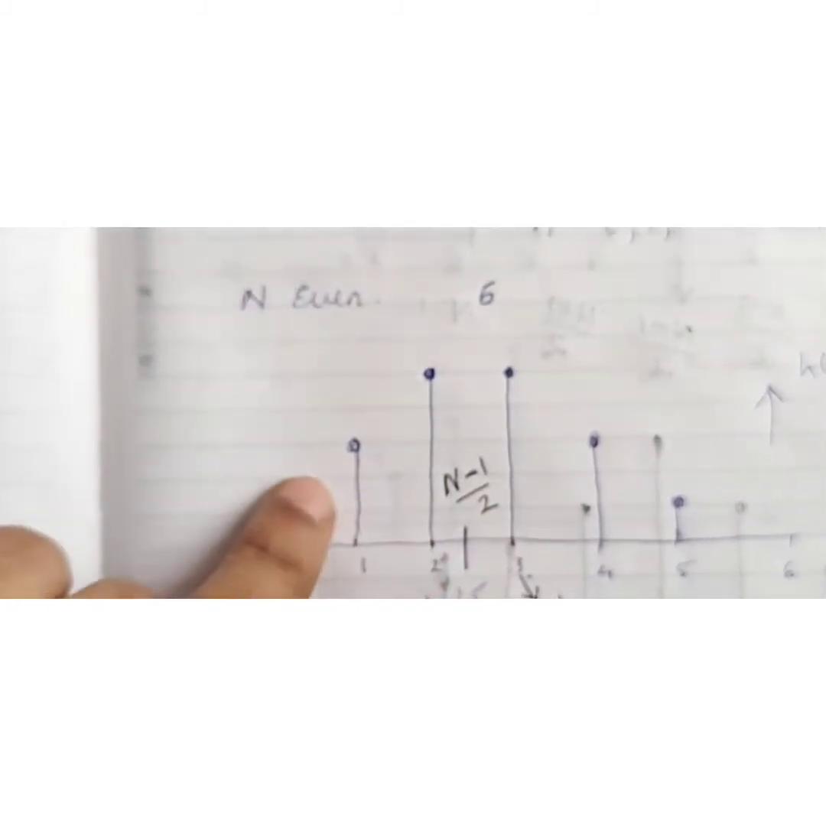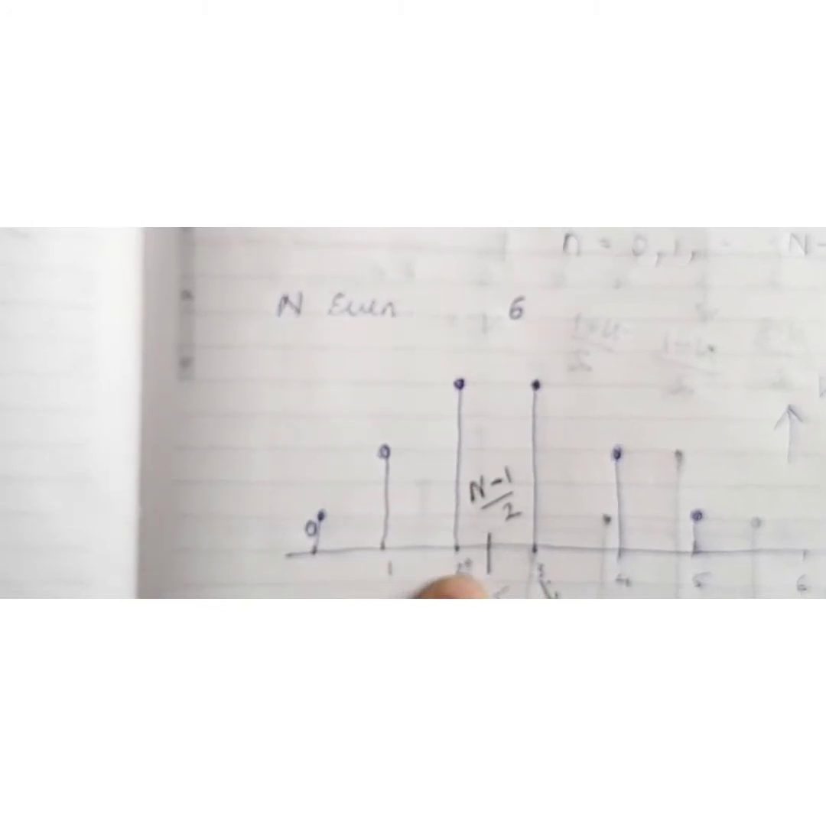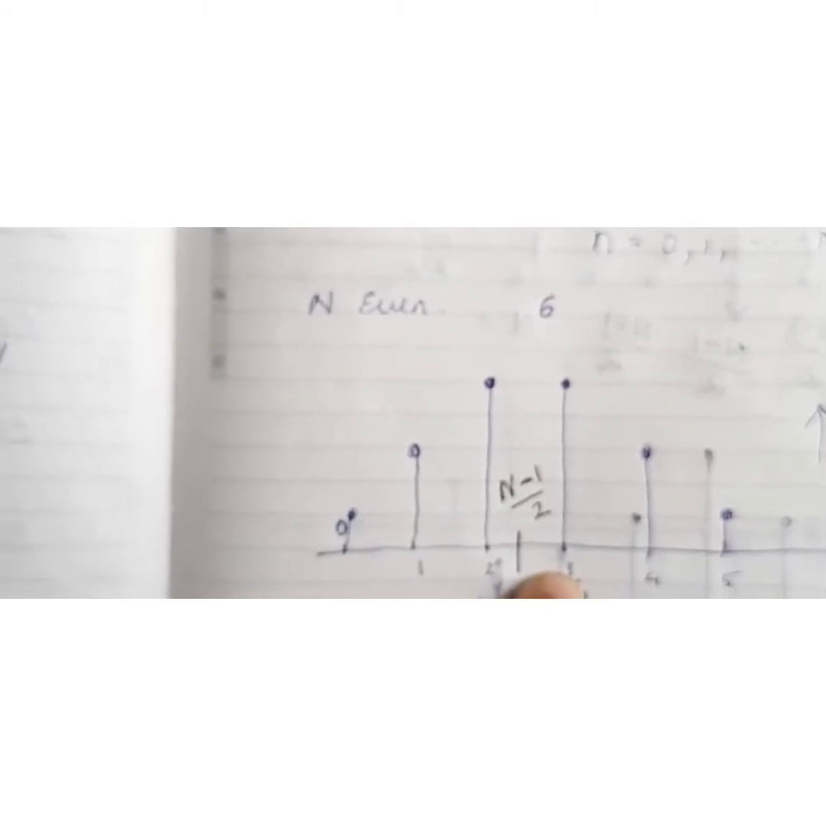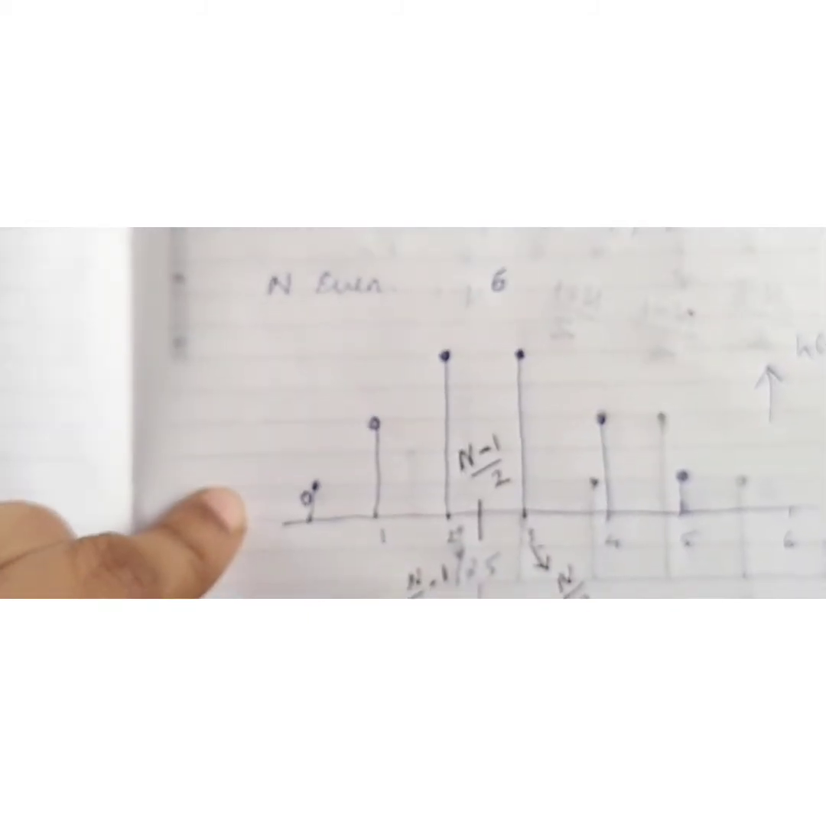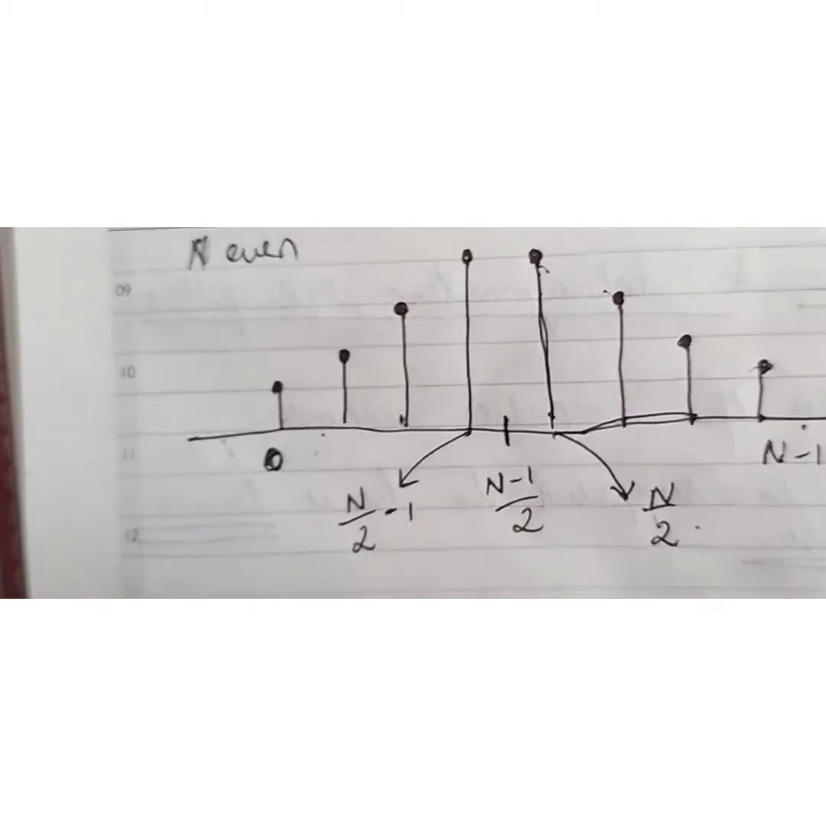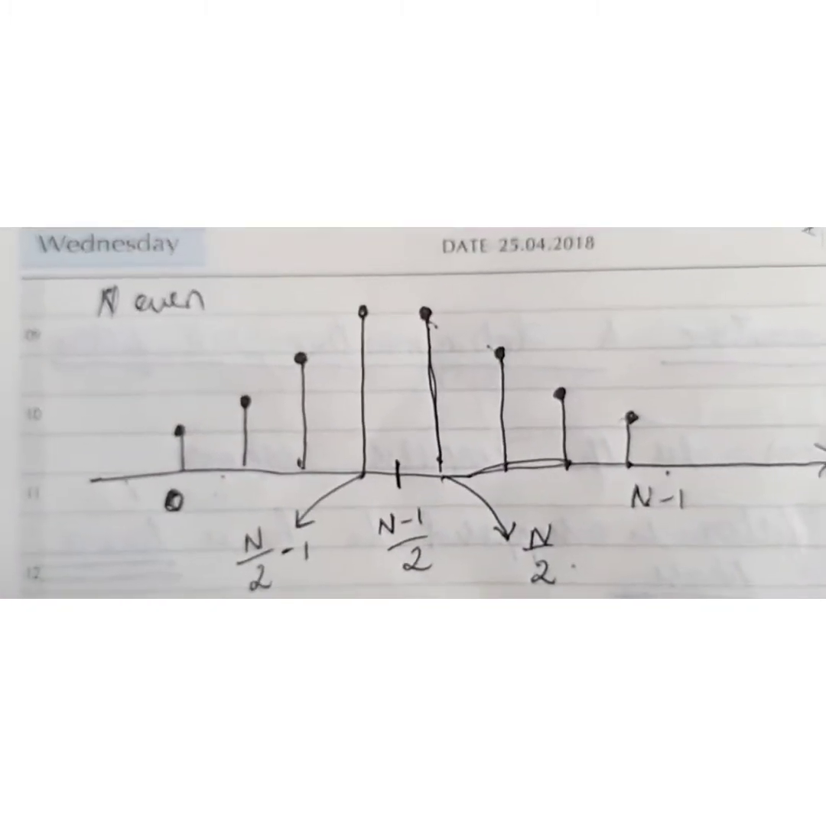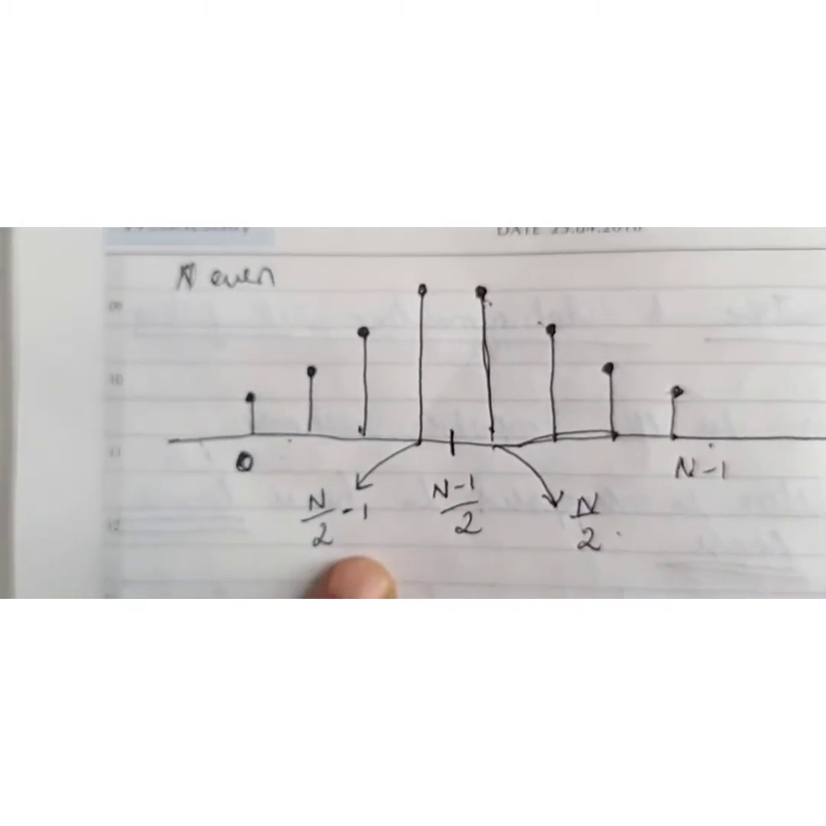So about the midpoint, you can see the samples at index 2 and index 3 are symmetric, the same. Sample at 1 and sample at 4 are symmetric. So this is how a symmetric filter with N equal to even will look. In general, you can write it like this, for capital N even, these are the index values.